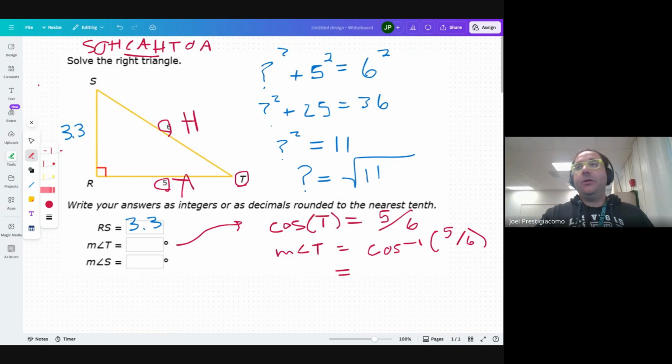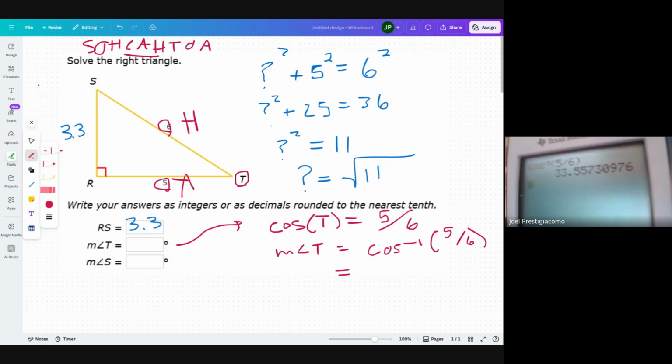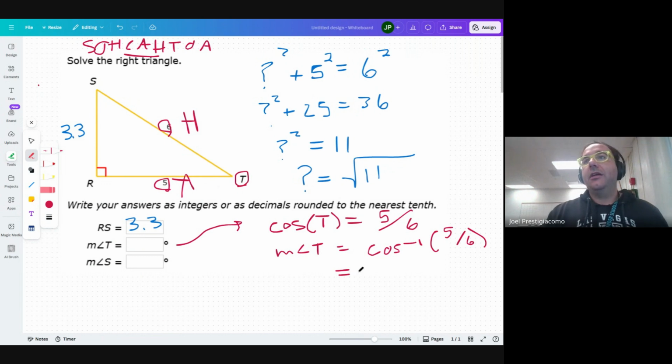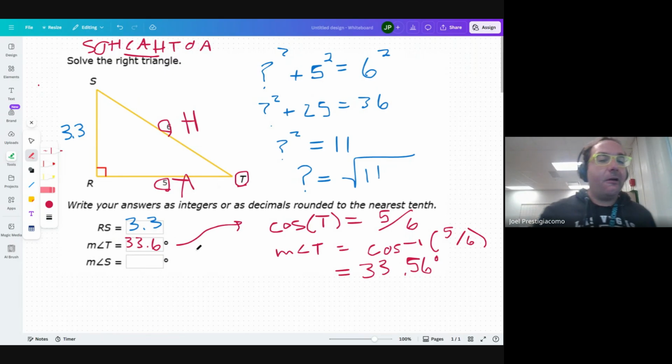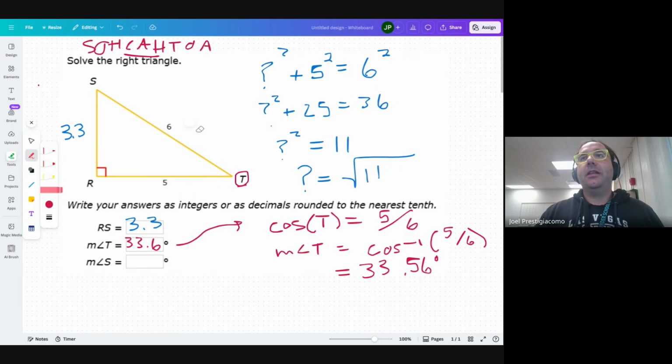Make sure you're in degree mode, this is very important. If you're using Desmos, just make sure it's selected to degree. It's under the wrench, the tool. The inverse cosine of 5 over 6 registers around 33.5 degrees. This is 33.56 degrees. So when this rounds to the nearest tenth, this is going to be 33.6. So this is preferable to using 3.3 as the side. Again, you could use the square root of 11 as the side, and that would be okay for the blue side, but I'm not going to worry about that.